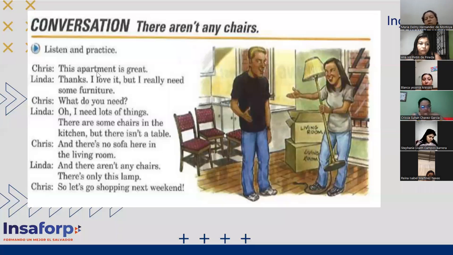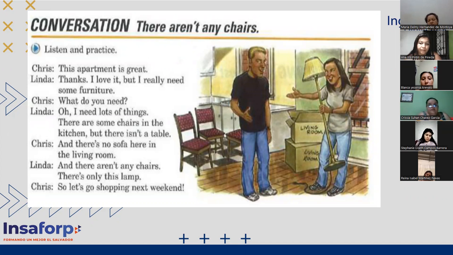This apartment is great. Thanks, I love it, but I really need some furniture. What do you need? Oh, I need lots of things. There are some chairs in the kitchen, but there isn't a table. And there's no sofa here in the living room? And there aren't any chairs. There are only this lamp. So let's go shopping next weekend.